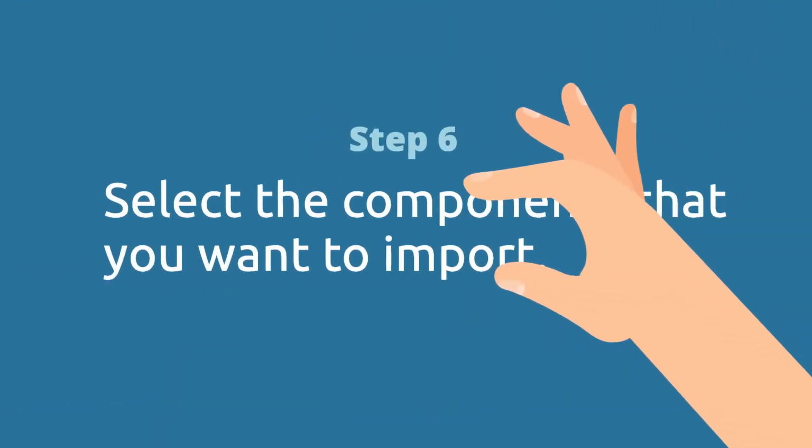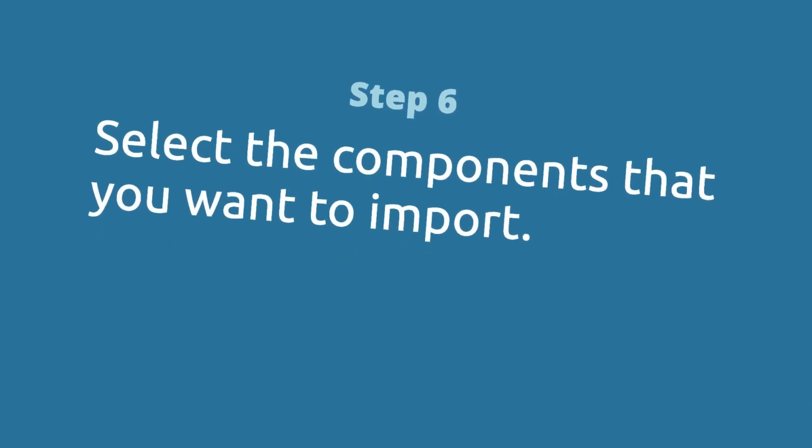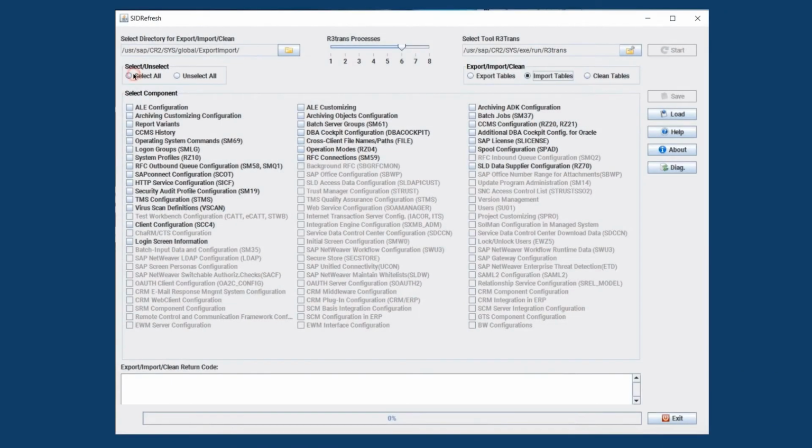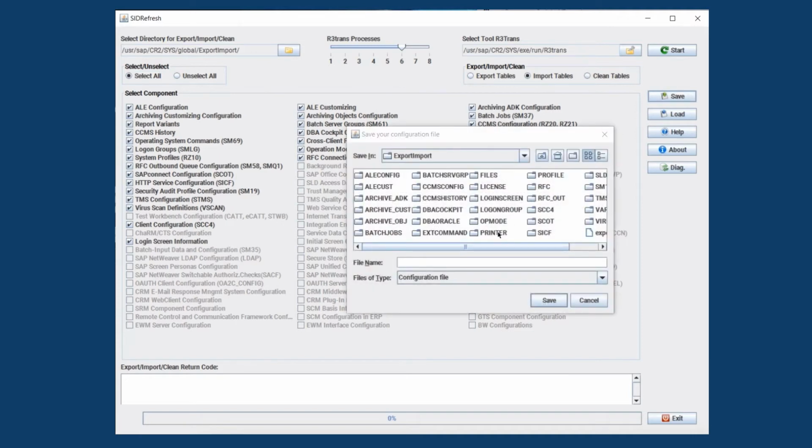So, for the next step, select the components that you want to import. For this example, let's select all. But you also have the option to do a manual selection if you wish to do so. After that, click the Save button here. Navigate to the same directory, define a file name for the configuration file, and click Save. You do this just so you can repeat the same import process again for the next system refresh.